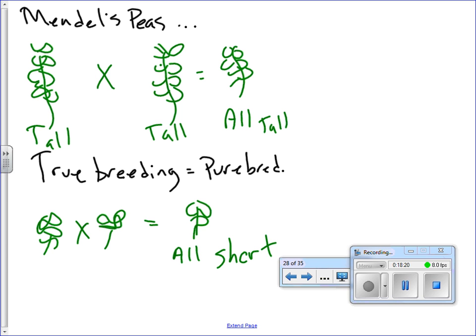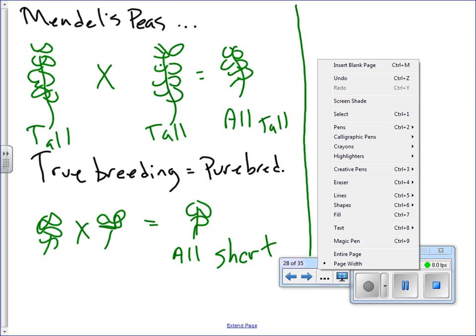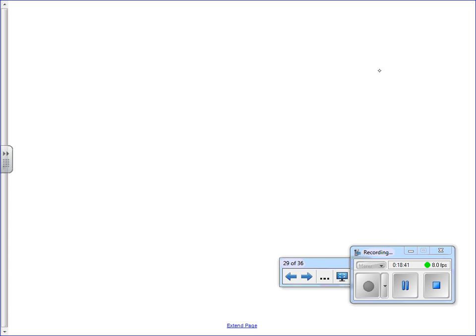And because he had this data to say the short always make short and the tall always make tall, what he can do is then he takes in another set of experiments, which maybe we'll do on another page. So then he takes a tall plant, a true breeding tall plant, and he crosses it with a true breeding short plant.